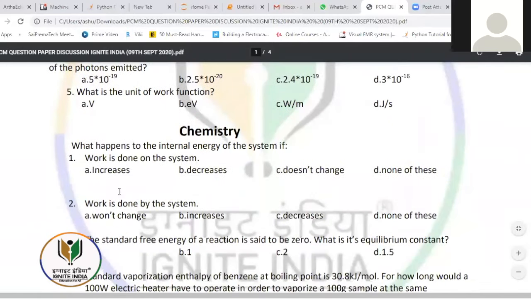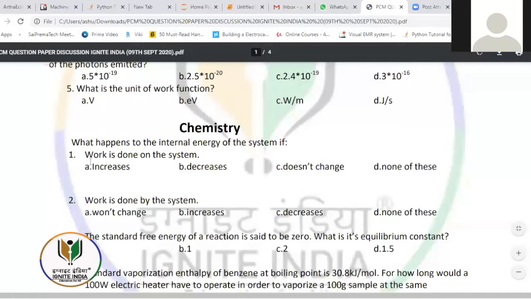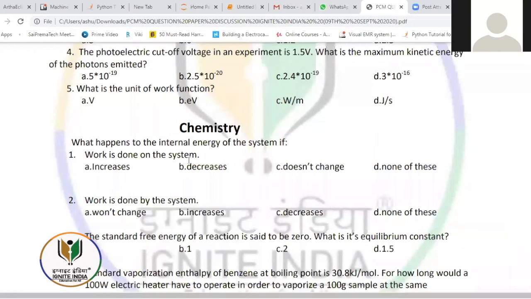Next, what happens to the internal energy of the system if work is done on the system? See, there is a difference here. I have asked what will be the internal energy of the system if work is done on the system. The internal energy increases when work is done on the system. When work is done by the system, energy decreases. On the system increases, by the system decreases. Obviously, when work is done by the system, the existing internal energy of the system is reduced to get the work done.